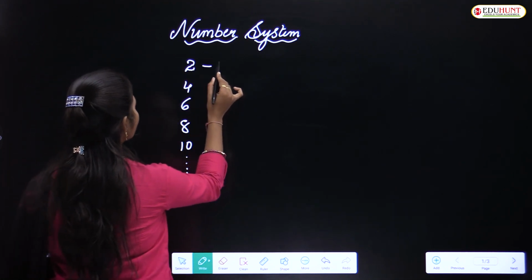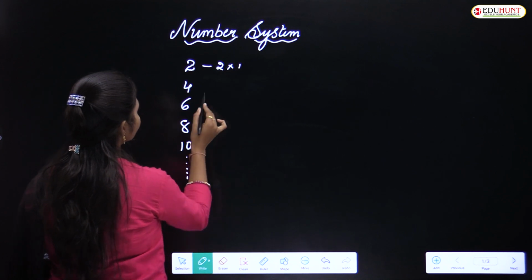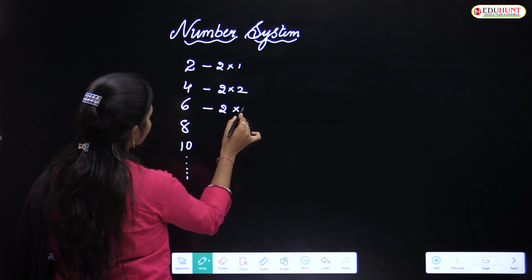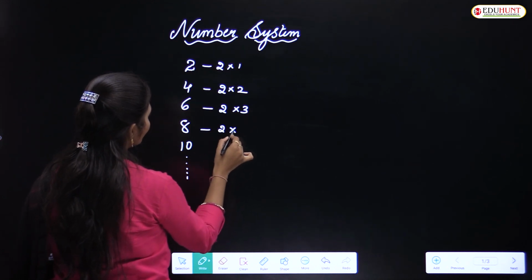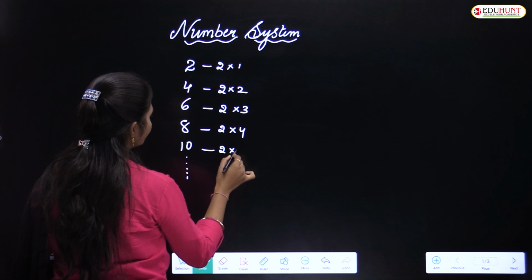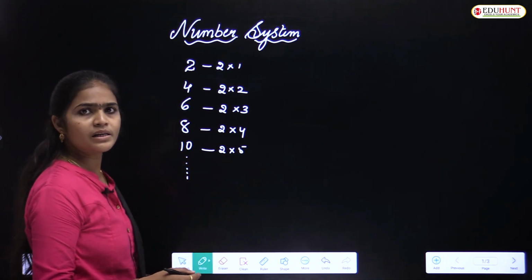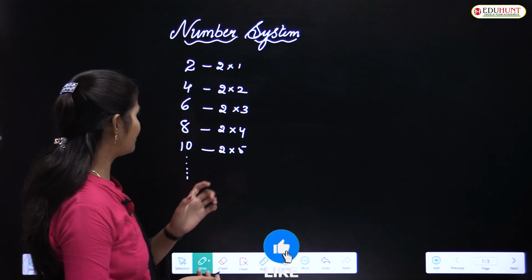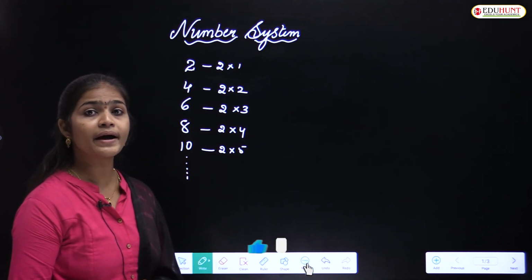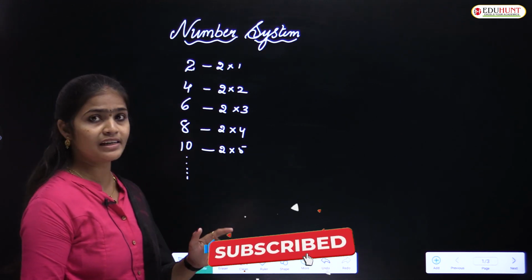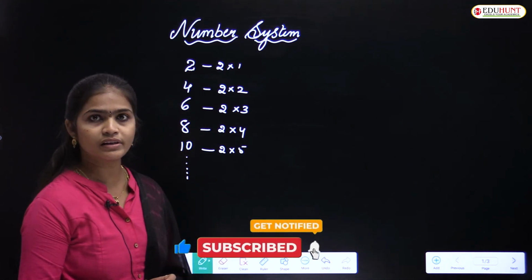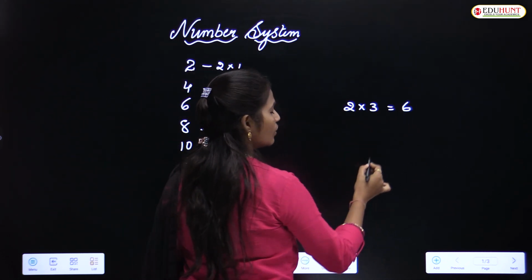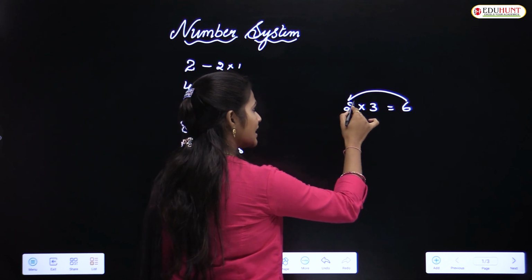So this one we can write as 2 into 1, this is 2 into 2, this is 2 into 3, this is 2 into 4, 2 into 5. Why? Because I wrote multiplication here. Already I told you that the definition is, if the given number is exactly divisible by 2, then in the division rule we know this. For example, 2 into 3 is equal to 6. The given number is exactly divisible by 2.